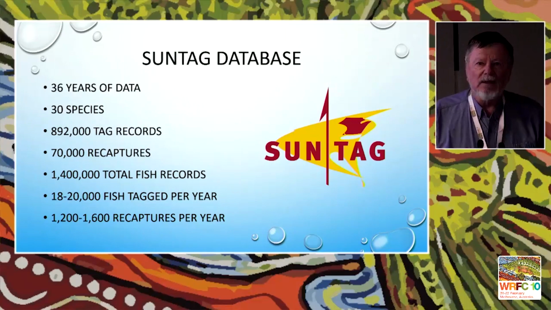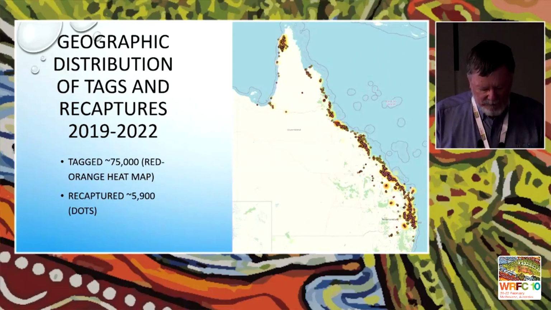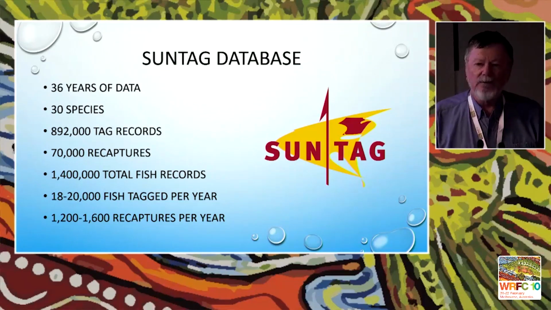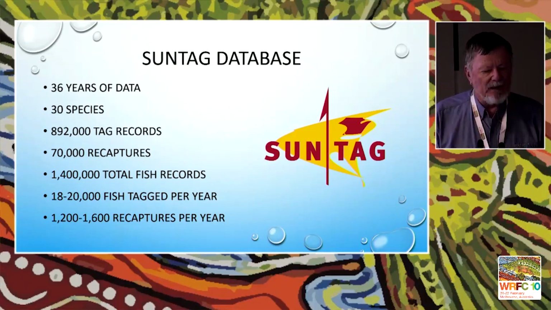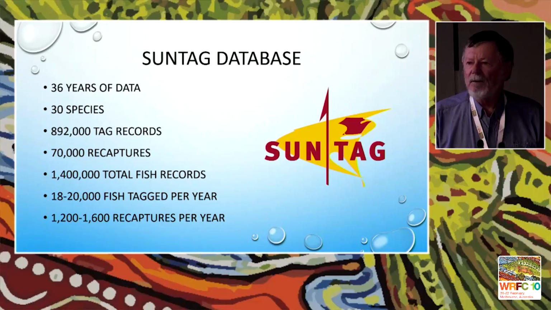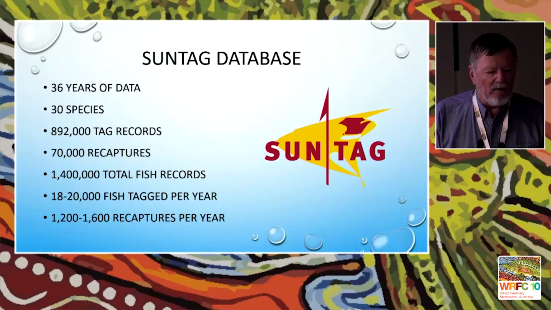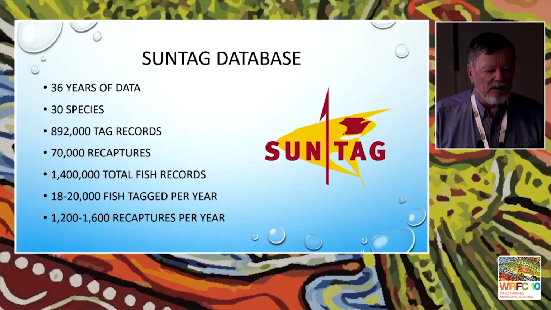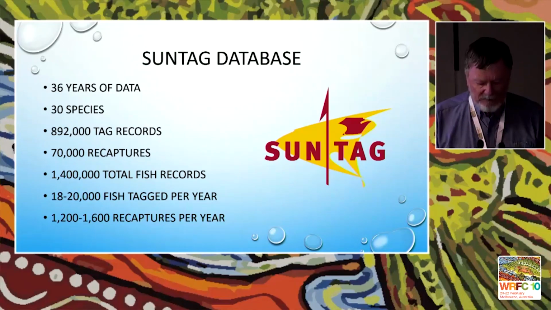At the moment, we've got 892,000 fish records, 70,000 recaptures, but when we look at the total number of records in the database, including catch and effort information, recruitment surveys, that sort of thing, we've got 1.4 million records in total. Our aim is to tag between 18,000 and 20,000 fish a year and get between 1,200 and 1,600 recaptures. So it's a reasonably extensive data set.